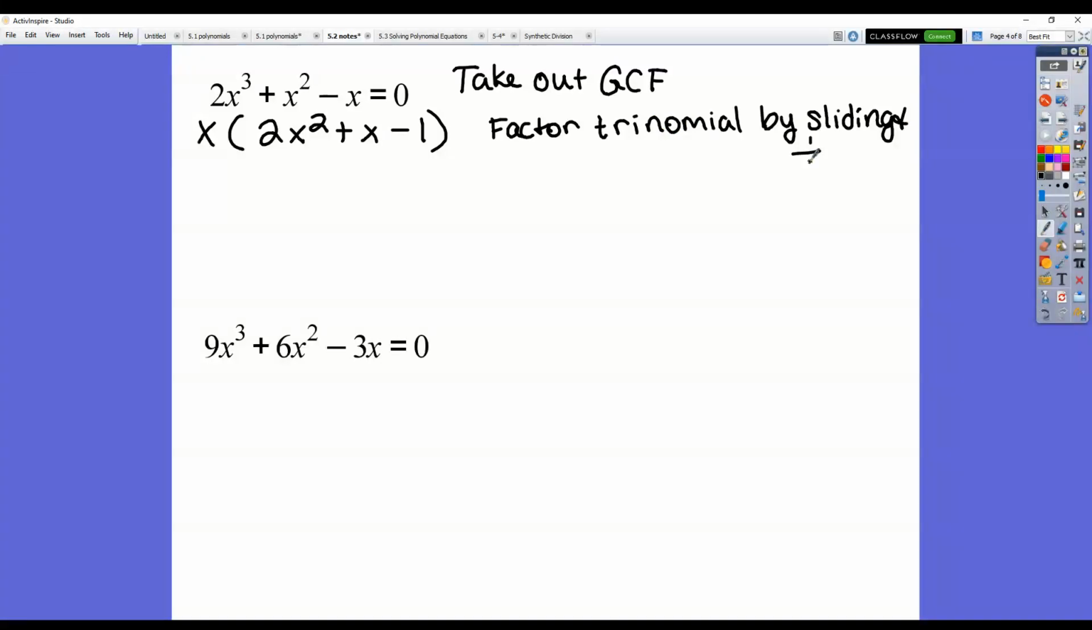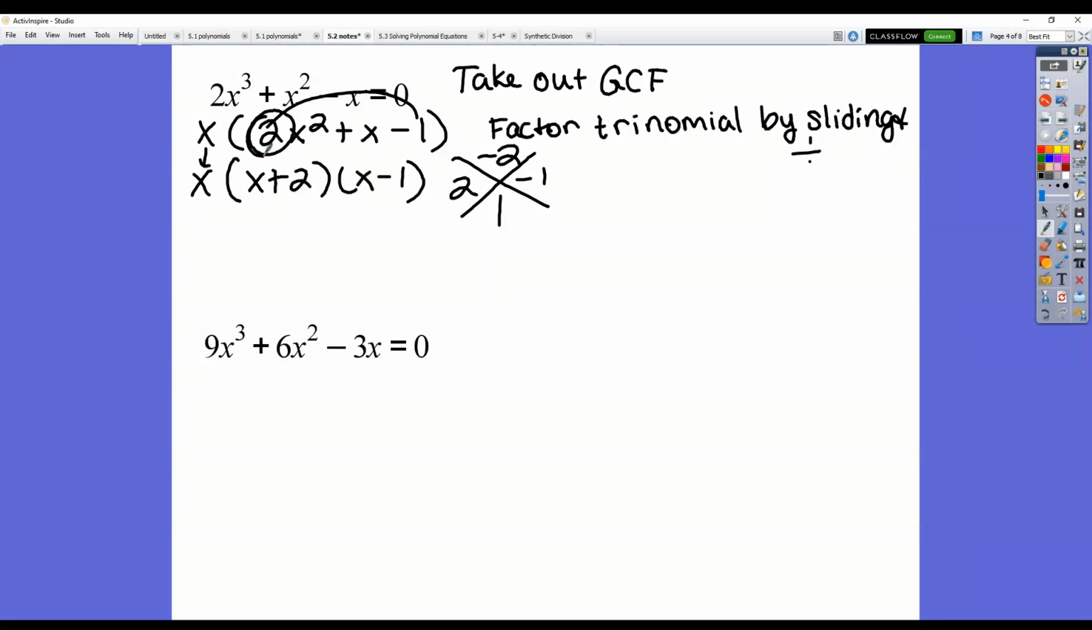Now you got to factor this by sliding and dividing. 2 times negative 1 is negative 2. What multiplies to negative 2 and adds to 1? 2 and negative 1. Don't forget that x is still there. So then, don't forget, you got to divide by a. Divide by 2. Slide it over if it doesn't divide evenly. Okay.